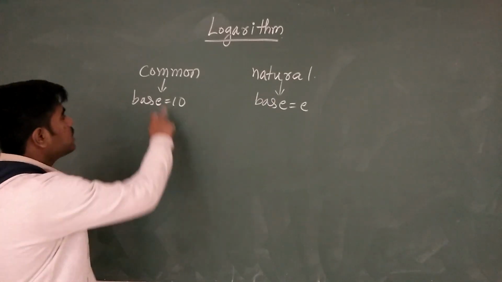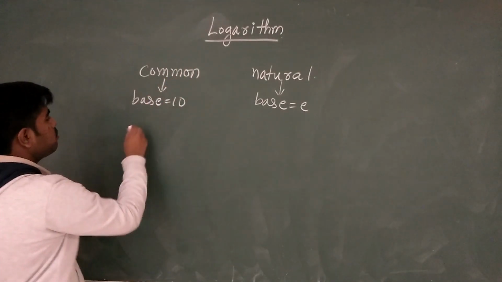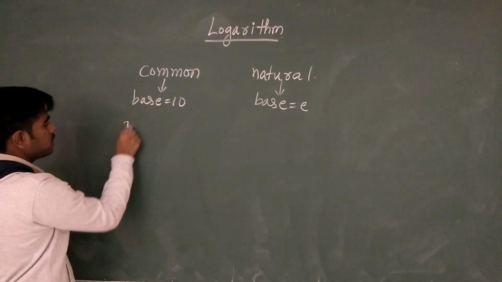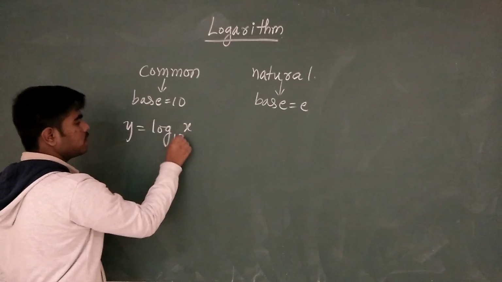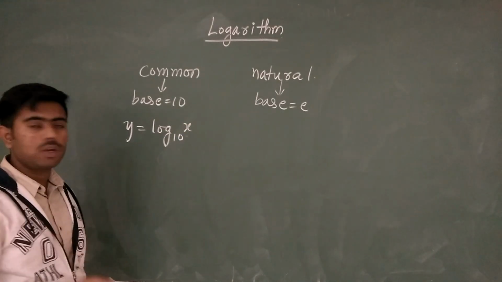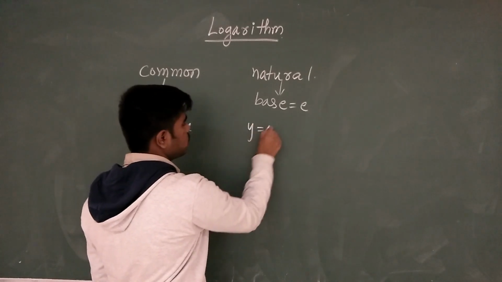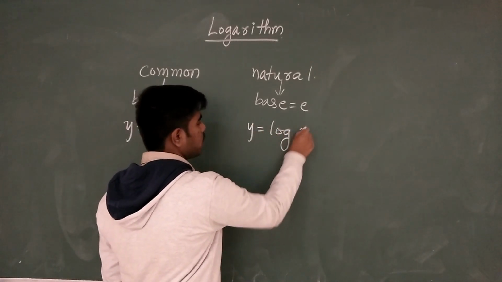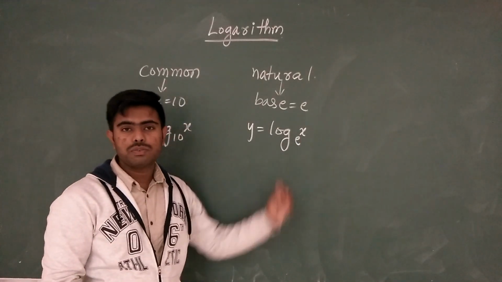So how can I say that the logarithm is a common logarithm? The base should be 10. So I can write this as y is equal to log x to the base 10. This is called the common logarithm of x. If I write y is equal to log x to the base e, this is called the natural logarithm of x.